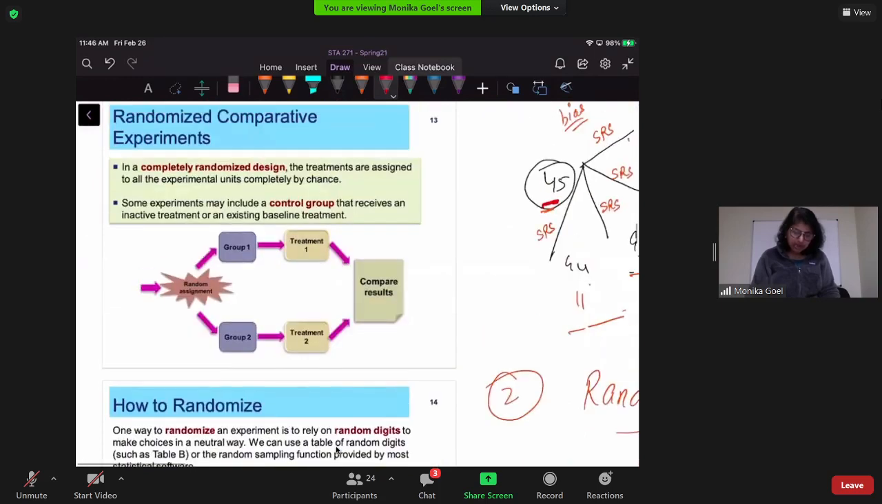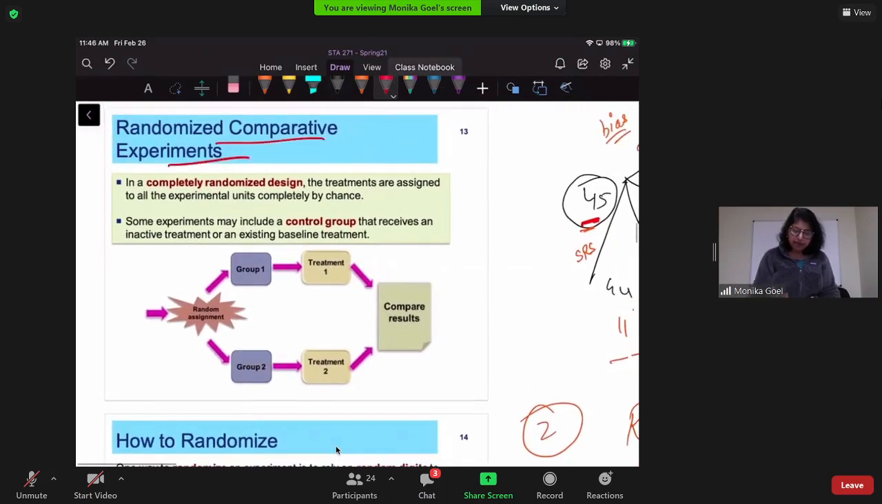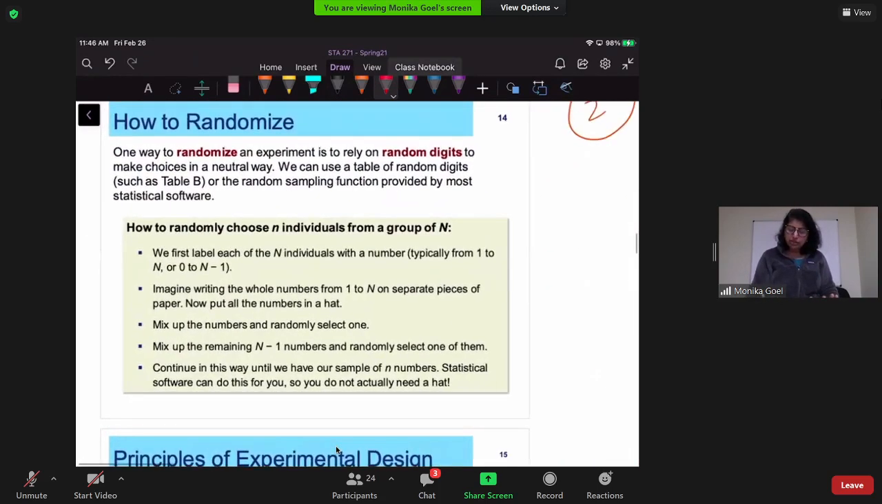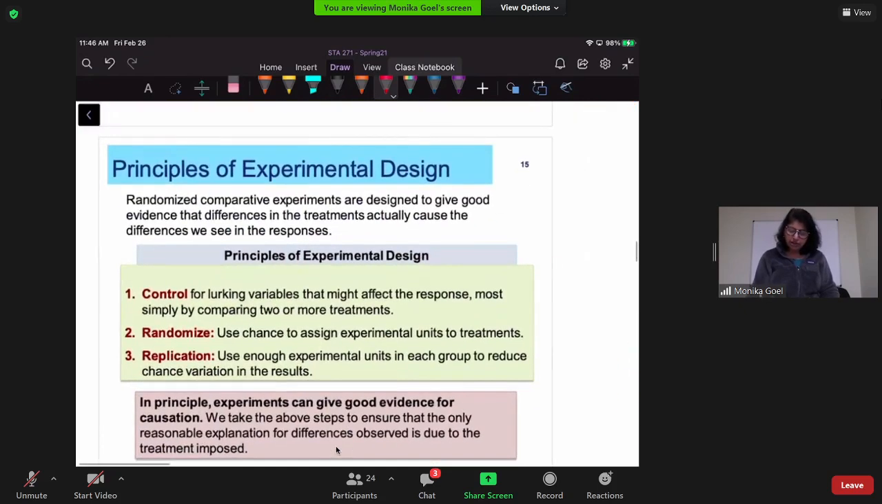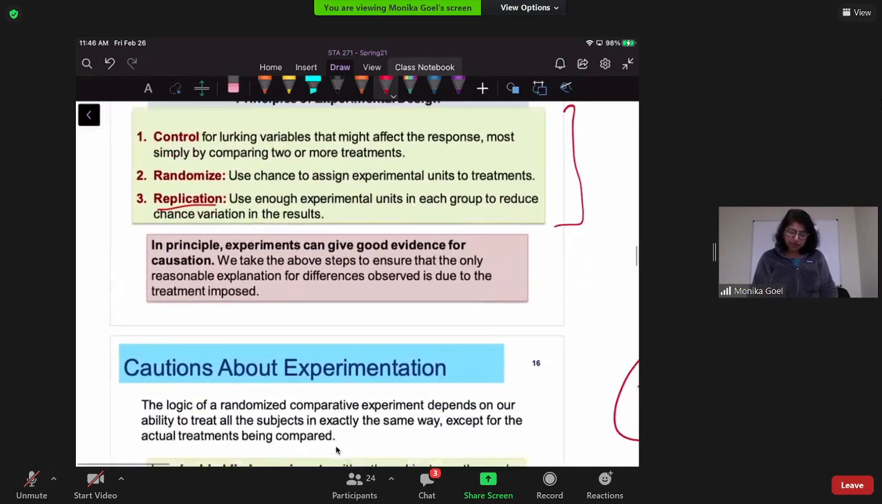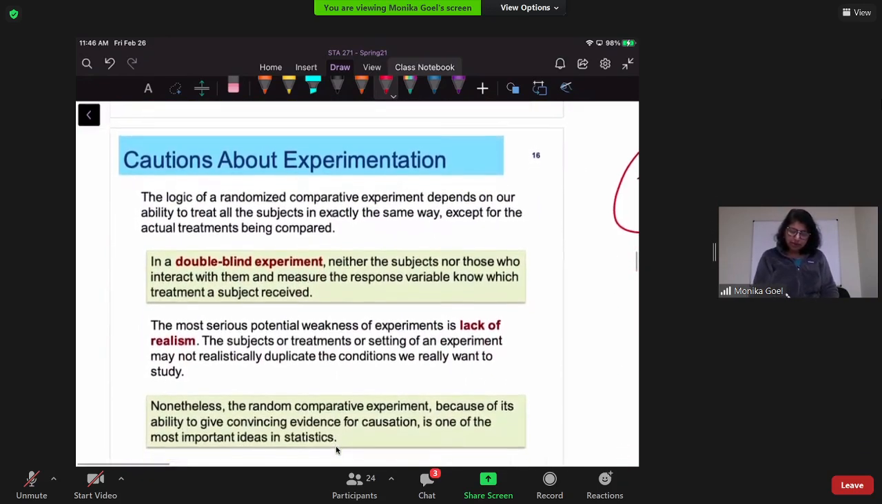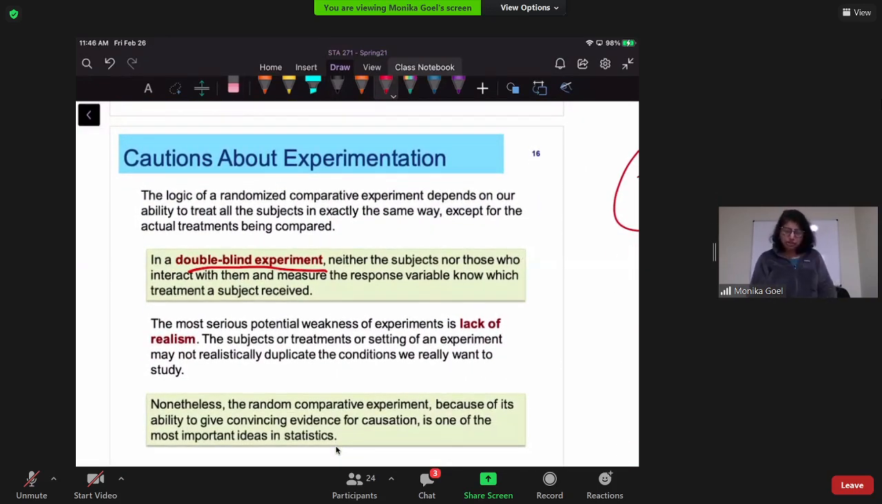So here is the example for a randomized comparative experiment. You have two groups, you have two treatments, you compare, and I use 4. How to randomize? This is what we did using the box and labeling all the names. We did that in simple random sampling. Principles: we talked about the 3 principles of experimental design. You can write repetition or replication, it's the same thing. Double blind experiment, I also mentioned.